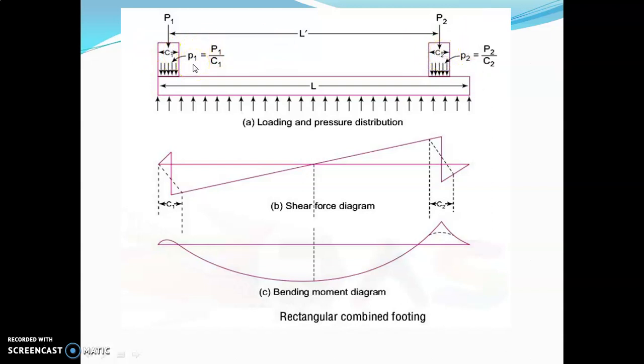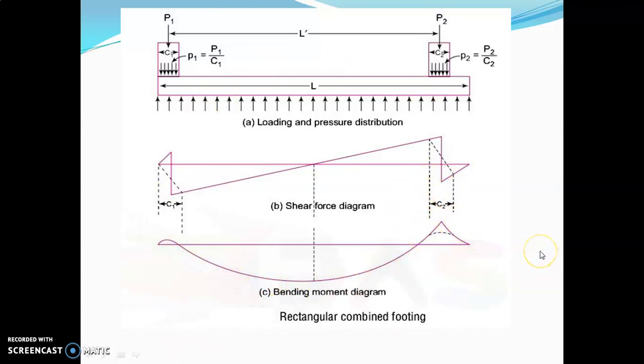So the pressure intensity under column 1 is equal to P1 divided by C1, and the intensity under column 2 is equal to P2 divided by C2. This is the length of the footing. Now you can draw the shear force diagram for this. It looks like this, and the bending moment diagram is like this. So this is about the rectangular combined footing.